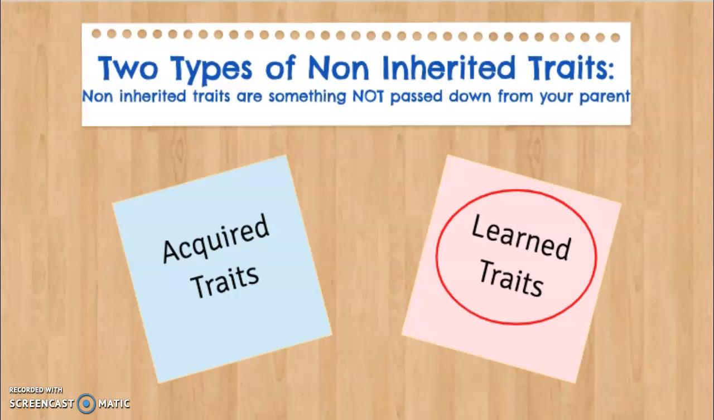Remember, there are two types of non-inherited traits. A non-inherited trait is something not passed down from the parent. Remember, we learned about acquired traits on Friday, but today we're going to be focusing on learned traits. Both of these are also called non-inherited traits.